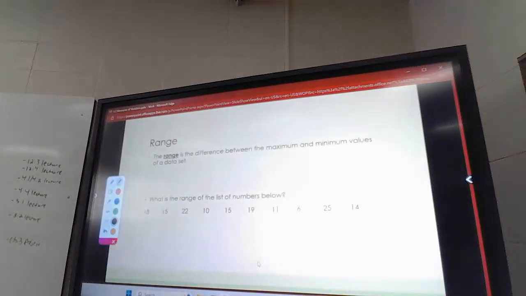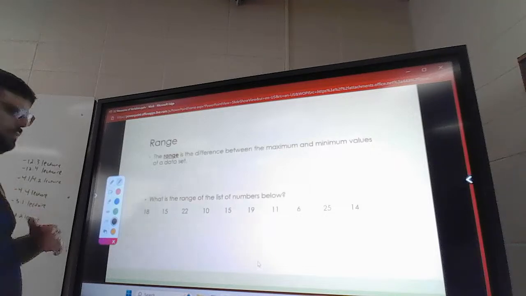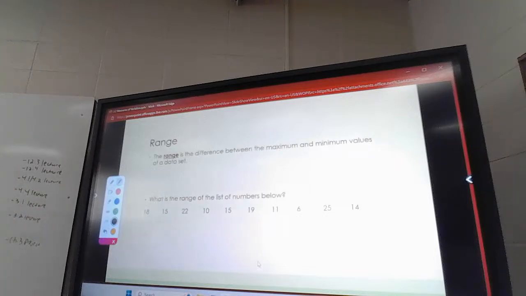What is the range of the list of numbers below? Just like we talked about in the last section, a good way to help calculate stuff like this is to put your data in numerical order, especially for range. That would be really helpful. Now, it's not necessary, but you can still do that.